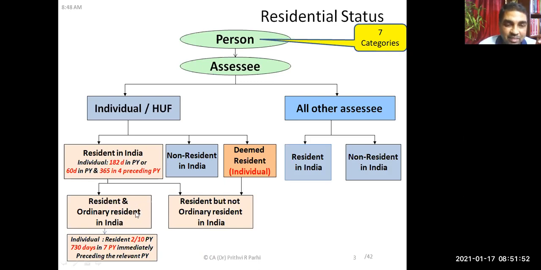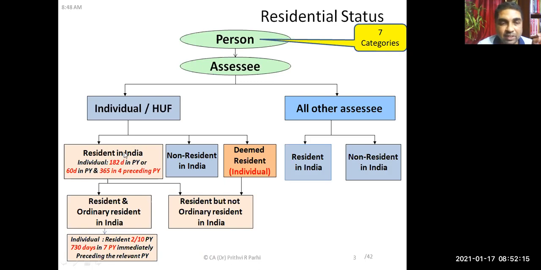They can be, we have to further classify them as resident and ordinary resident in India, and resident but not ordinary resident in India. We'll be learning the definition of all these things. What is the meaning of resident in India? What is the meaning of resident and ordinary resident in India? And what is the meaning of resident but not ordinary resident in India? All these things we'll be learning.